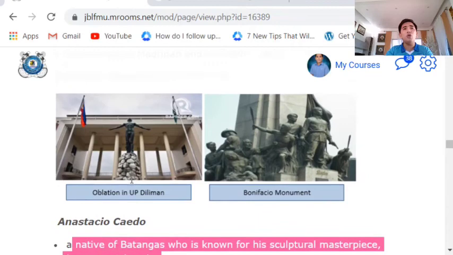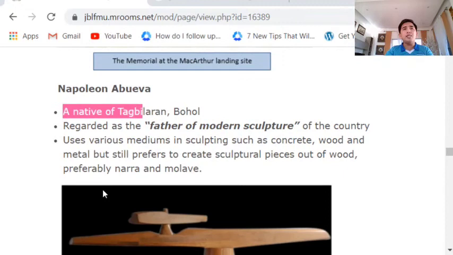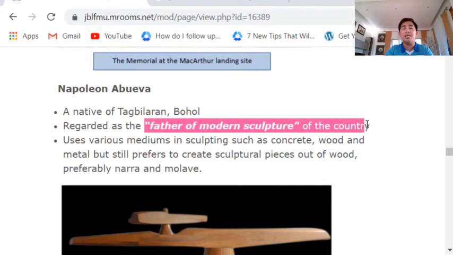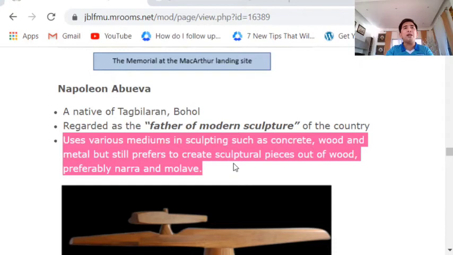Next, Napoleon Abueva, class, is a native of Tagbilaran, Bohol. Regarded as the father of modern sculpture of the Philippines, right? He used various mediums in sculpting such as concrete, wood, and metal but still prefers to create sculptural pieces out of wood, preferably narra and mulawin. So, class, Napoleon Abueva is the father of modern sculpture.